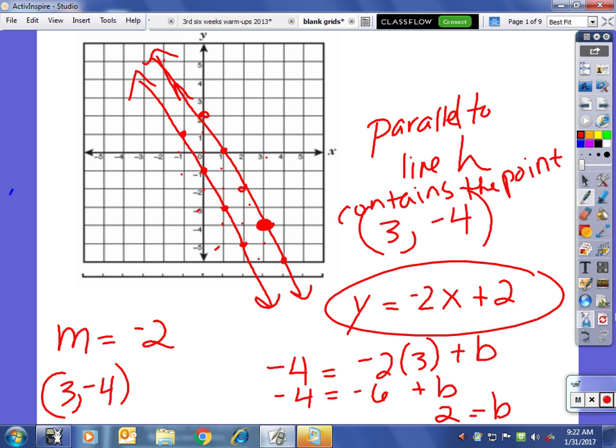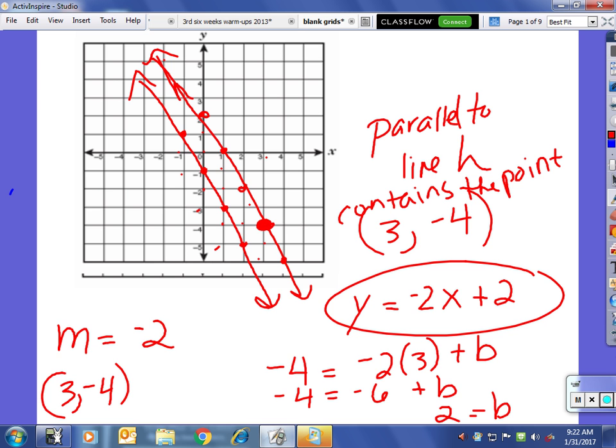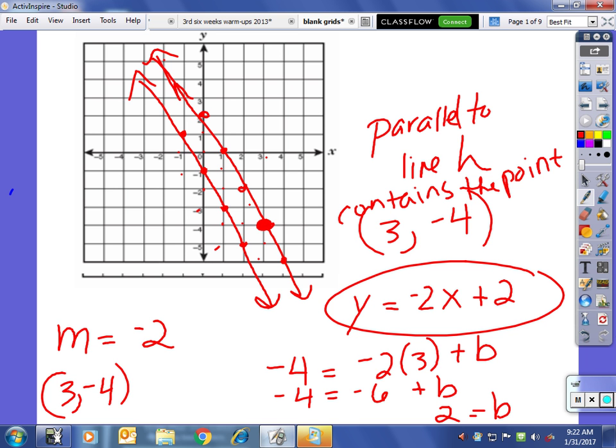Okay, so that's pretty much the new stuff, which we already know how to find the equation of a line if we know a point and a slope, but this is just a different way to tell you about slope. Also a different way to tell you about a point.